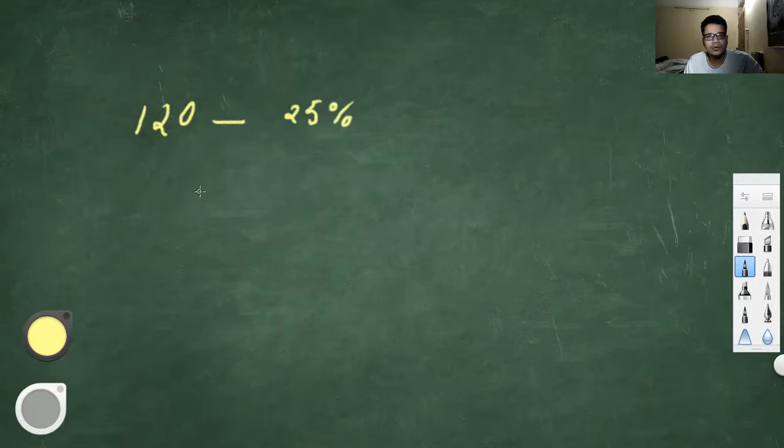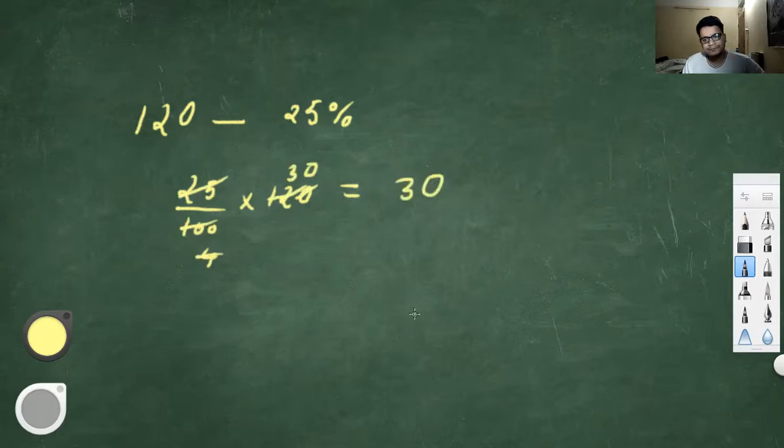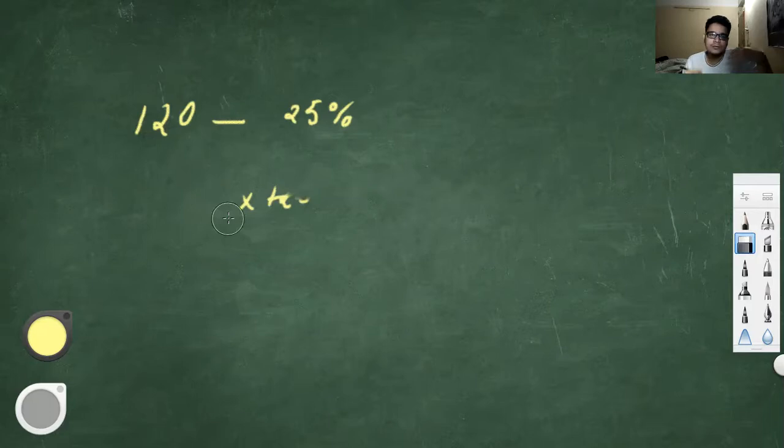So the usual method which we all follow is that we convert 25 by 100 into a fraction, and that fraction we multiply by 120, and then we cancel those numbers out, or you can say 25 cancels this 4 and this is 30, right? So this will be equal to 30. You can do this very easily, but the basic idea is that just by looking at the number, you can find the percentages.